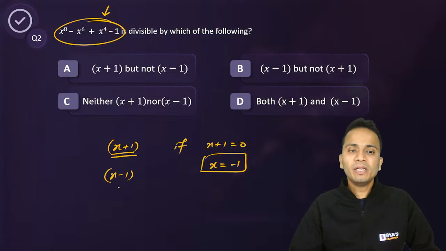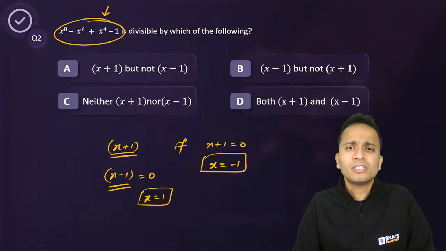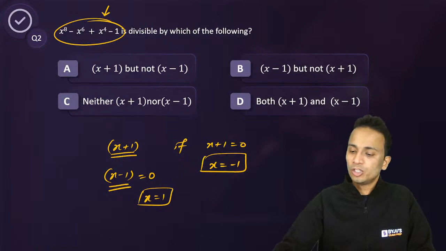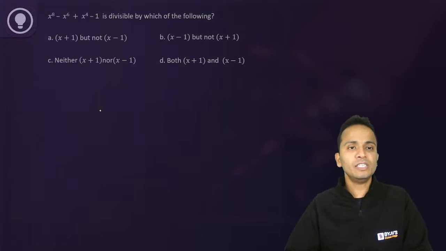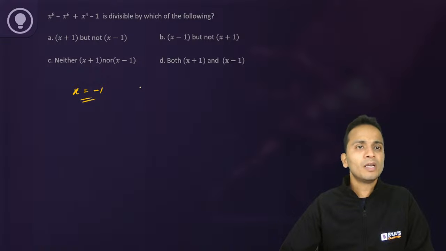All right. Similarly with x minus 1. So x minus 1 equal to 0, if we put, the value of x will come out to be 1. And if x equal to 1 makes this entire expression 0, then we can say that it will also be divisible by x minus 1. So let's check it for each of these. If I put x equal to minus 1, first of all, the value of the expression will become 1 minus 1 plus 1 minus 1, that is equal to 0.